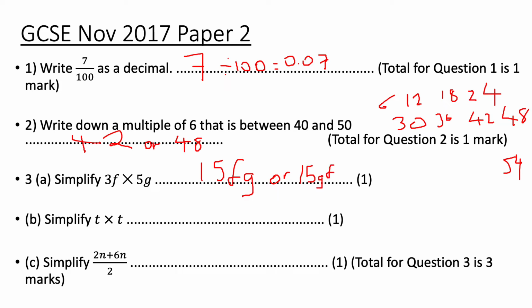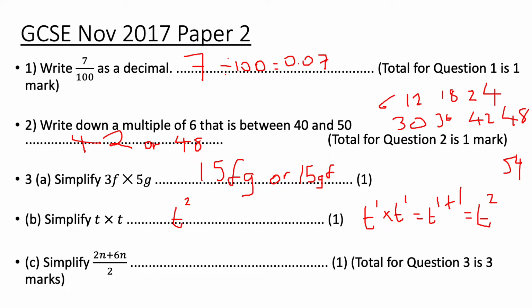Okay. Part B, simplify t times t. Well, t times t is same as saying t squared. Okay, imagine I've got t to the power of 1 times t to the power of 1. Now when I multiply, I'm going to add the indices. T to the 1 plus 1 is equal to t to the power of 2, or t squared. Okay, so the answer for part B is t squared.